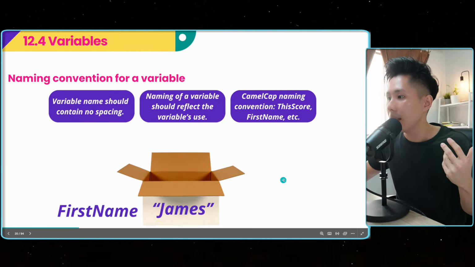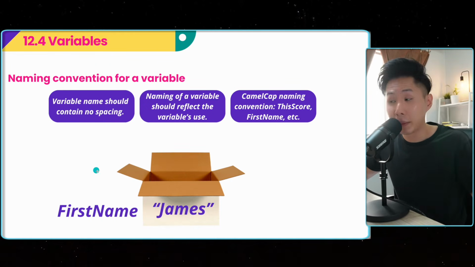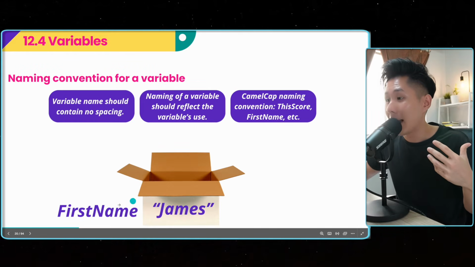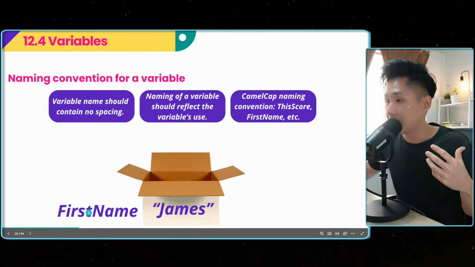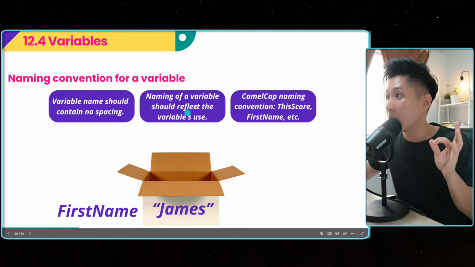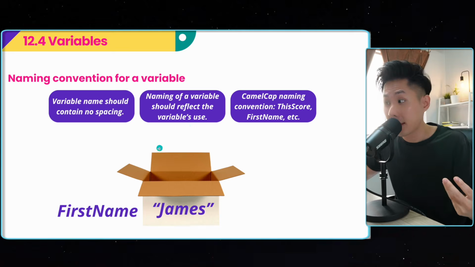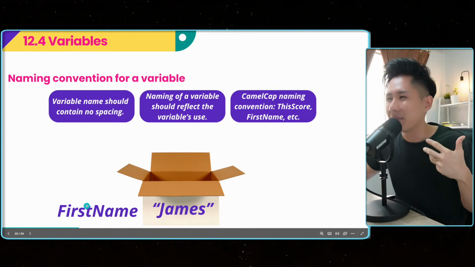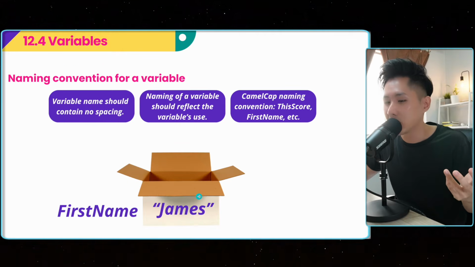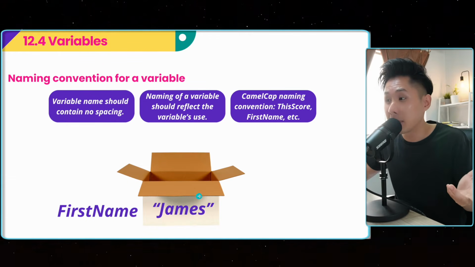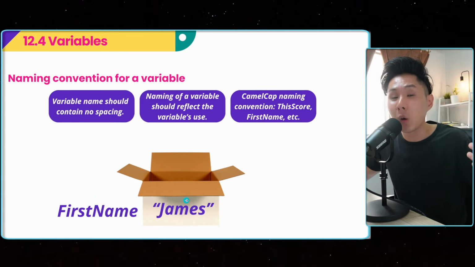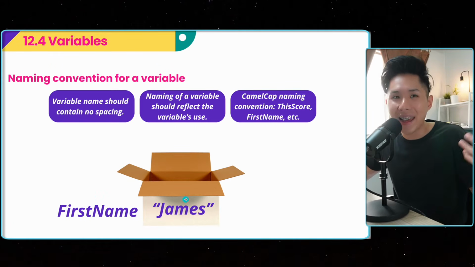Variable names should contain no spacing. For example, my name is James. If I want to store my name into a variable, and when I name the variable, the variable should have no spacing, even though I ask for 2 words. Naming of the variable should reflect the variable used. See, this variable is used to store names. I cannot put a name that is irrelevant to the content stored. For example, it's weird for me to put XXX equal to James, because people reading your algorithm and your code might not know what XXX is.